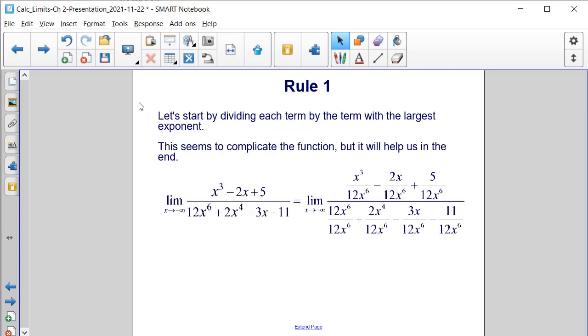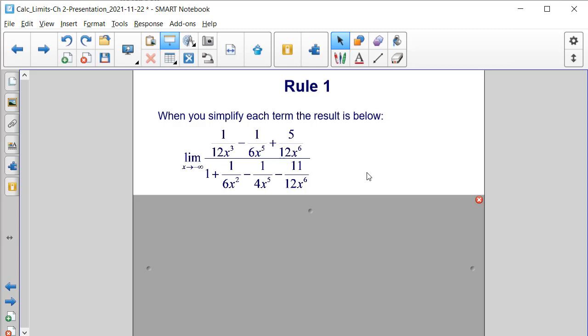Let's start by dividing each term of our rational function by the term that has the largest exponent. This seems to complicate the function, but it will help us in the end. So for example, in our rational function that we have here, the highest exponent is x to the 6th. So we are going to divide each and every term, not just in the denominator, but also in the numerator by 12x to the 6th because it has that highest degree.